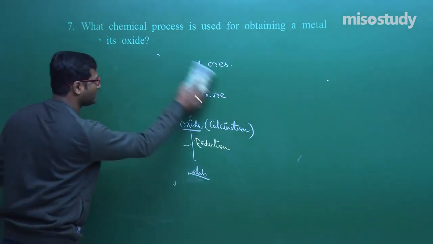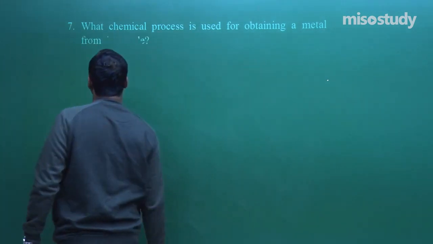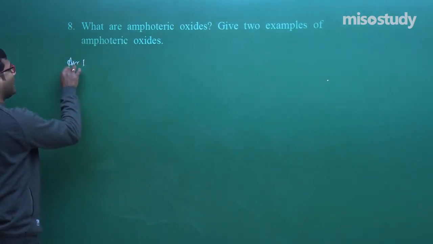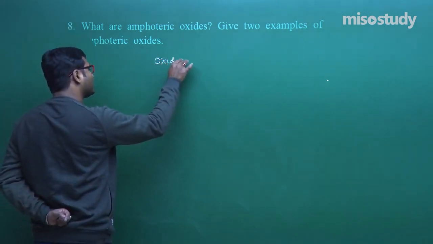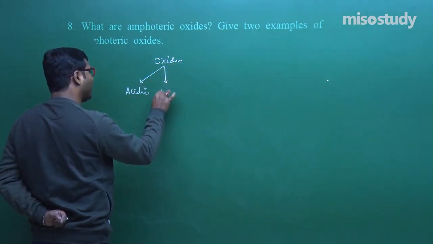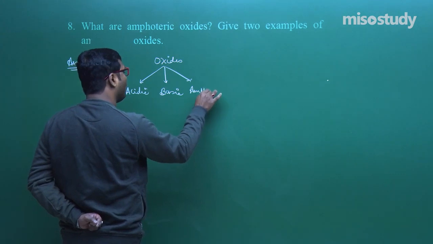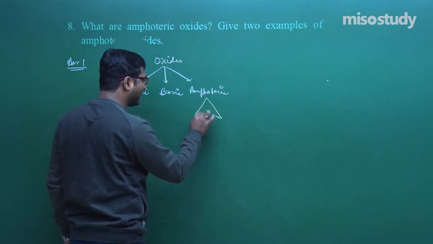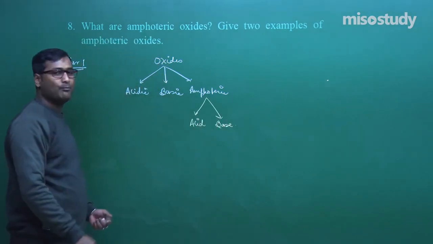What is given in the next question? Check it out. The next question is question number 8. What are amphoteric oxides? As I told you, oxides are of 3 types. First one is acidic oxide. Second one is basic oxide. And the third one is amphoteric oxide. As we know, those types of oxide which can act as an acid as well as a base according to the situation are called amphoteric oxides.